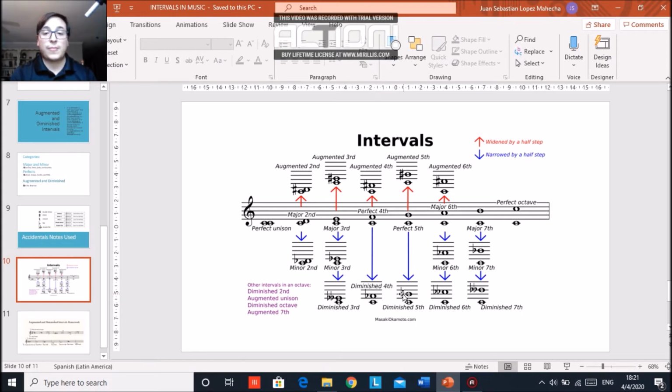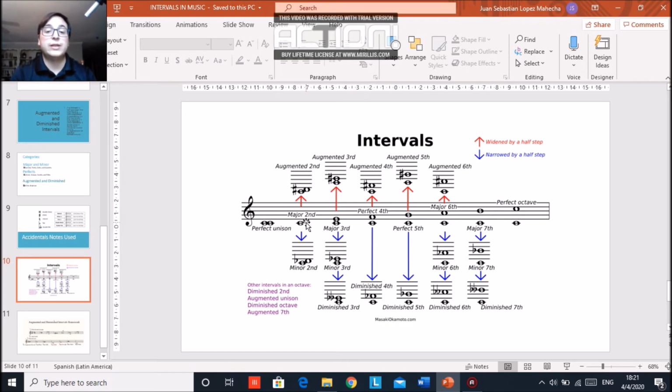Okay? It's the same. For the perfect fifth, if we add a sharp, it's going to be augmented. If we turn this G natural to a G flat, it's going to be a diminished fifth. So those intervals, keep in mind, perfect unisons, perfect fourths, perfect fifths, and the octave, they just have 3 positions. The perfect, if we add a half a step, it's going to be augmented. Perfect unison, perfect fourth, perfect fifth, and the perfect octave, they just have 3 positions.